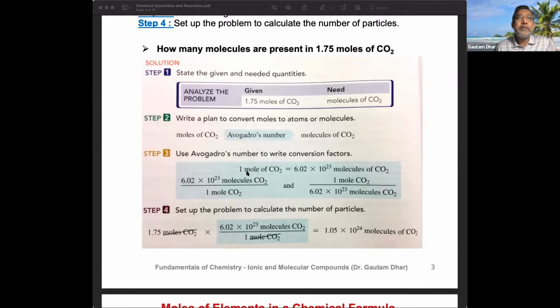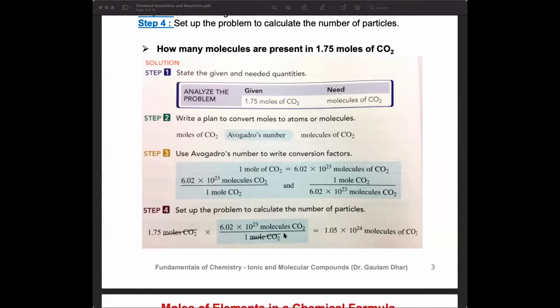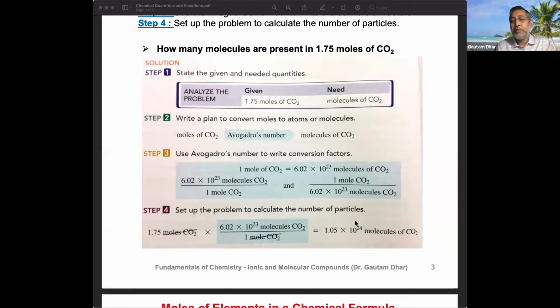Your conversion factor is 1 mole of carbon dioxide is this many molecules of carbon dioxide. So you have two conversion factors. Use the one where the mole cancels out. And your answer is 1.05 × 10^24 molecules of carbon dioxide.